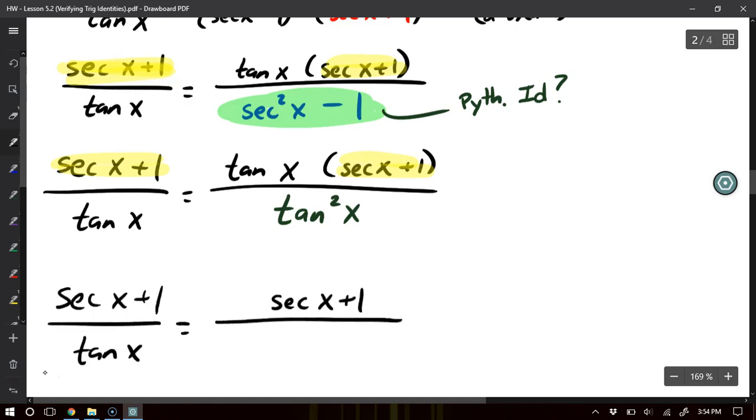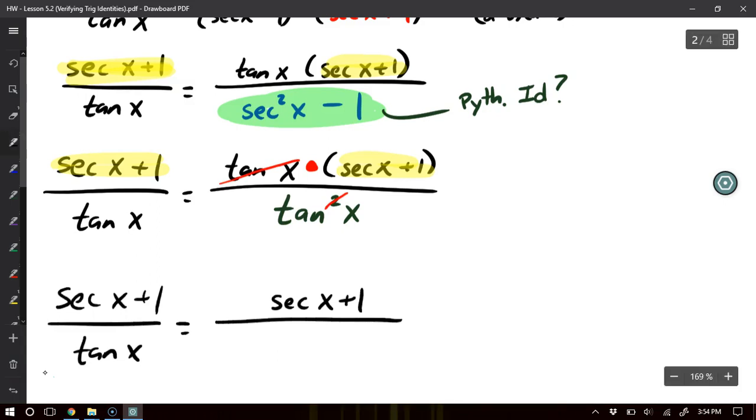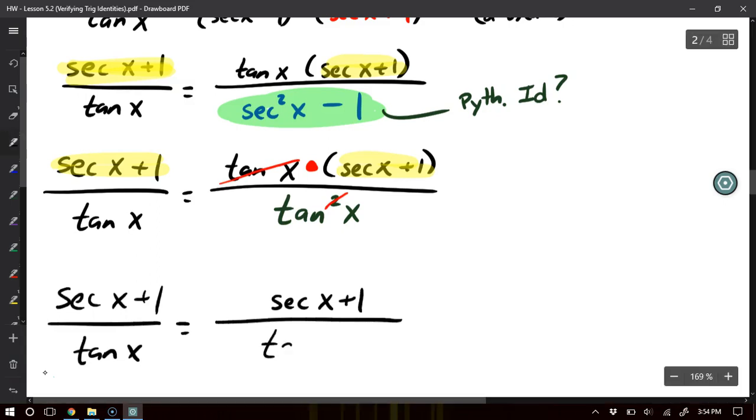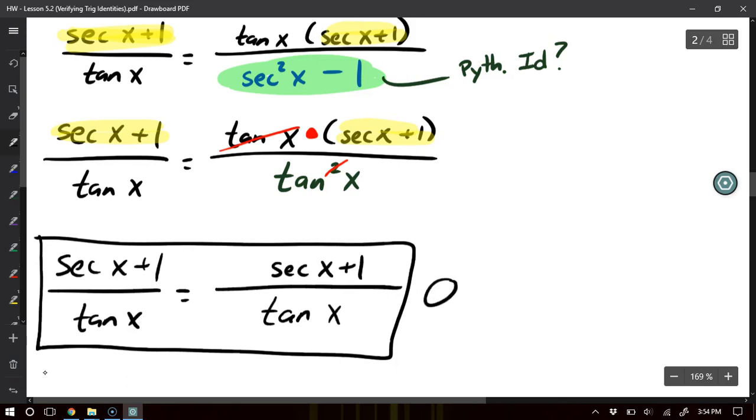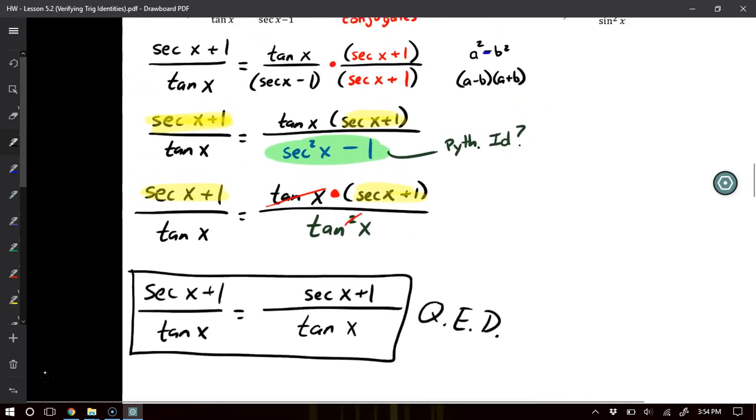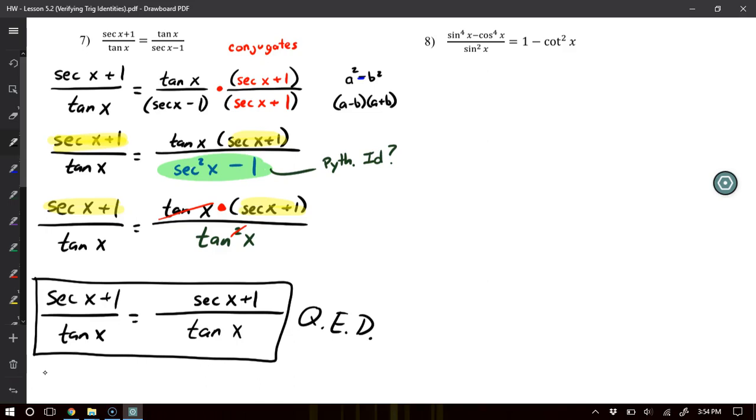That was nice. But notice what's going on. It's all multiplication on top. So I can cross out common factors in the numerator and denominator. Again, a common theme from our previous videos and problems. And I'm left with just a tangent of x in the bottom. So now if I look at it, the left-hand side equals the right-hand side. QED. It has been demonstrated. We have proven that secant of x plus 1 is equal to tangent of x over secant of x minus 1. Well, what about this problem?